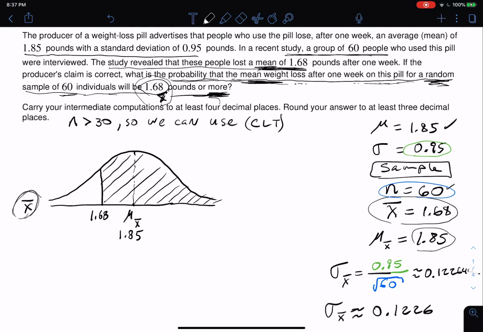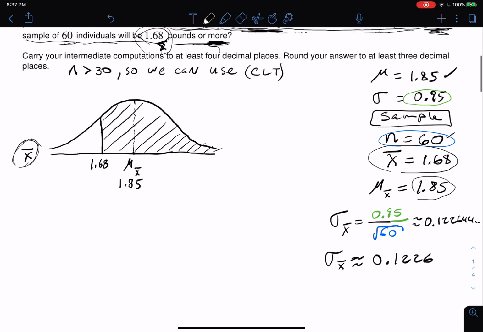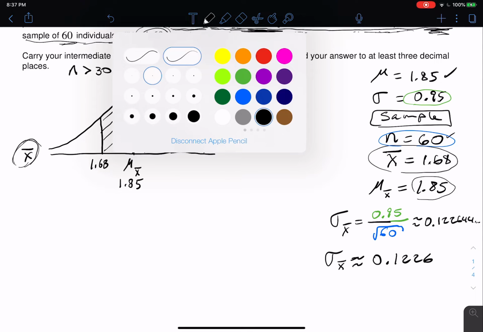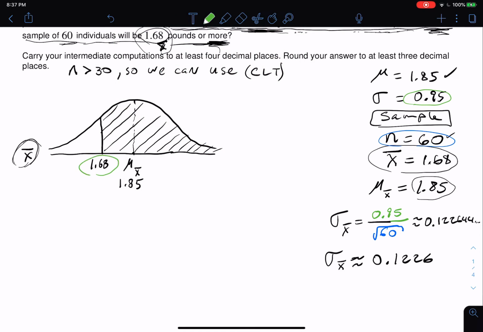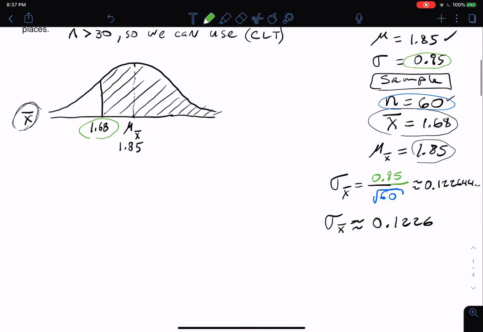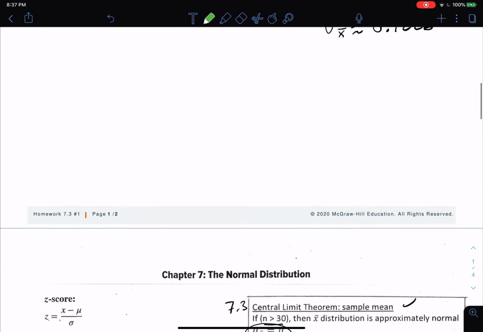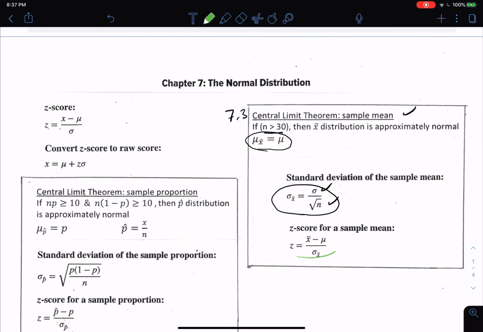Okay. So now, once again, we don't have a table for these raw numbers, 1.68 pounds. But we do have a table if we could convert this to z-scores. So what we're going to do is take that guy and turn it into a z-score. Once again, we have a formula for when we're taking sample means. The z-score equals our sample mean minus the population mean over the standard deviation of the sample means.